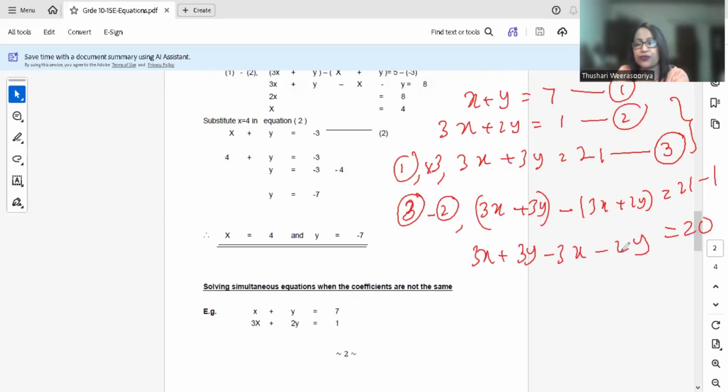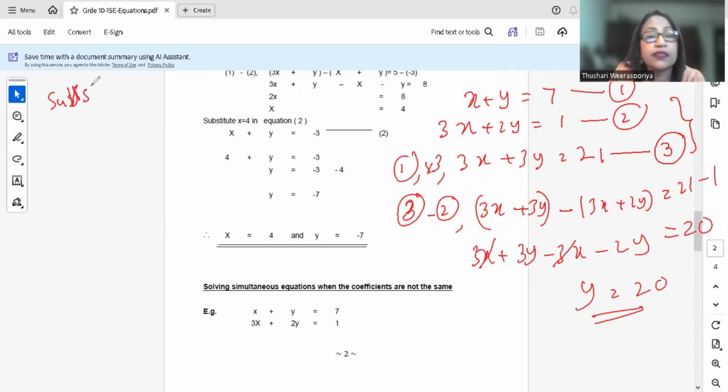Now remove the brackets. 3x plus 3y minus 3x minus 2y. This and this you can cancel. There you get y equals 20. Right? Using the y answer, we can find the x value. We have 3 equations. Right? You can select one of these. Right? You can take the equation 1.